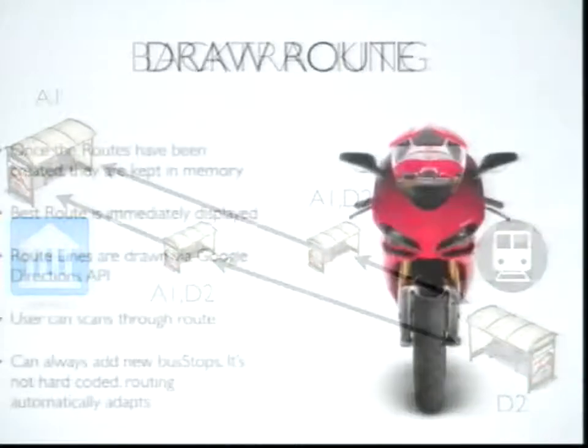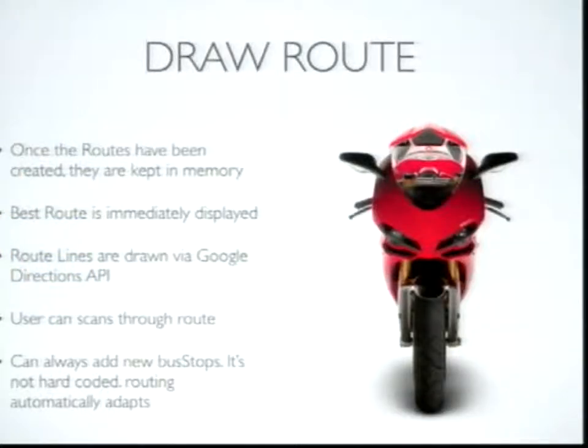Once all these routes are stored, they are kept in memory, the best route is immediately displayed, the route lines are drawn via the Google Directions API, and the user can immediately scan through the routes. And the best of all is that you can always add new bus stops, and it's not hard-coded, so the routing automatically adapts. What happened is the Kent Ridge MRT bus stop. I totally forgot about it. I forgot to add it to my maps when I submitted. And what I did is I just added in that bus stop, and it worked fantastic. No issues at all.